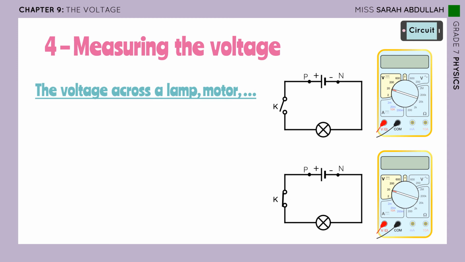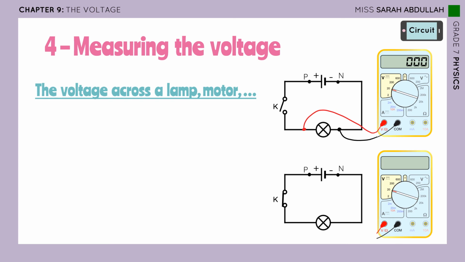So in an open circuit, of course, there is no electrical current flowing through the circuit, so the lamp doesn't glow. So if I want to connect the voltmeter across the terminals of a lamp, I would get a 0 because when the lamp doesn't glow, it means there is no electrical current flowing through it, which means there is no voltage across it. Okay, guys?